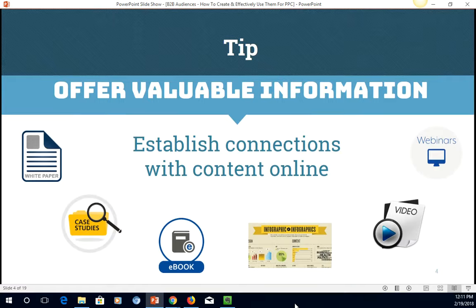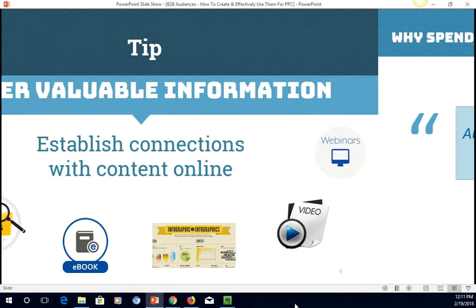Because that's the case, the best strategy in the B2B space is to offer valuable information, right? We want to connect with our audience by establishing connections online using content that will be valuable to them. So stuff like white papers, case studies, ebooks, etc. These types of content are really good for establishing that initial connection, establishing trust and credibility with your audience so that when the time comes, they will contact you about your solutions.